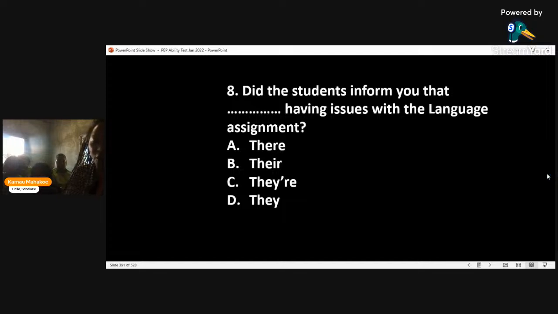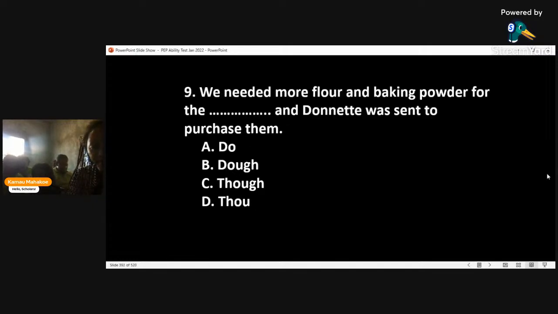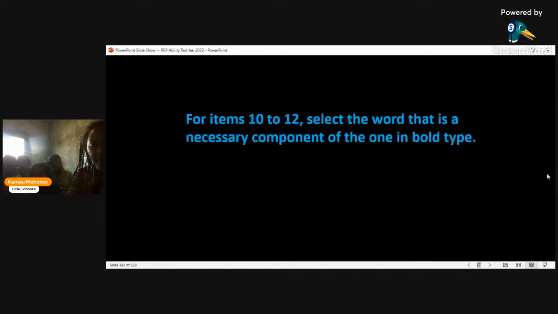Did the students inform you that dash having issues with the language assignments? So there with the apostrophe means they are. Okay. We needed more flour and baking powder for the dash, and Donnet was sent to purchase them. For the dough, which one? B. Okay.